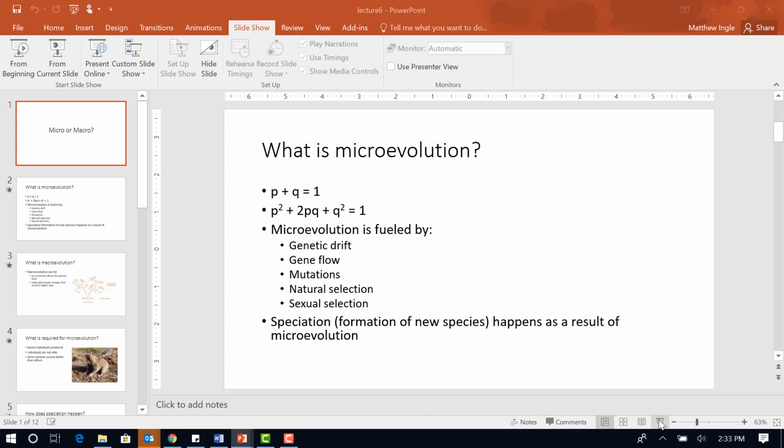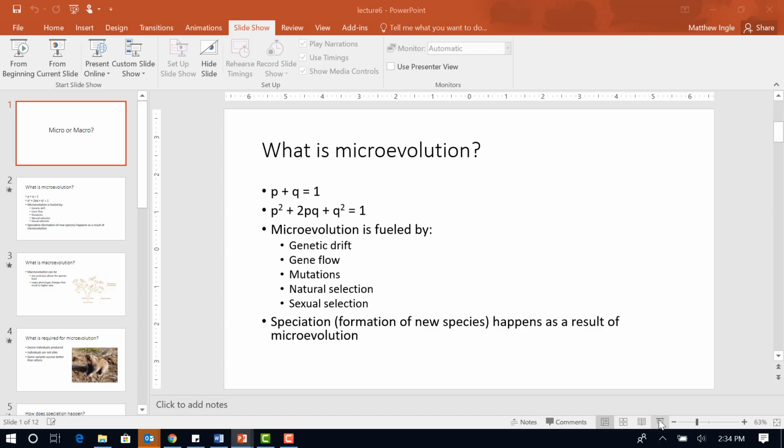If you look at the top of this slide, you see p + q = 1. This is setting up a relatively simple illustration in which we have two different alleles for a particular gene. The frequency of p, which we usually use to represent the dominant allele, plus the frequency of q have to equal 1 because there are only two alleles. The proportions of both alleles combined have to equal 100% of the total alleles.